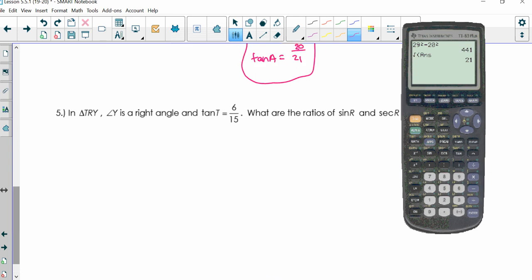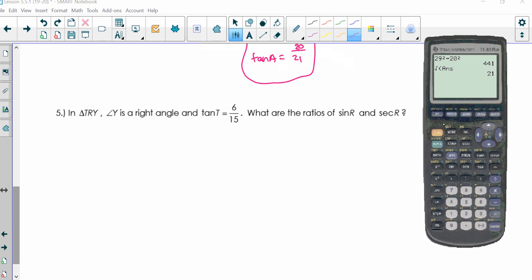At this point, this would be a good one for you to try on your own. It's pretty similar to what we just did, just asking for different ratios. So try to pause this and do this on your own and then check your answers. All right, so assuming you're checking your answers, let's see what we got.